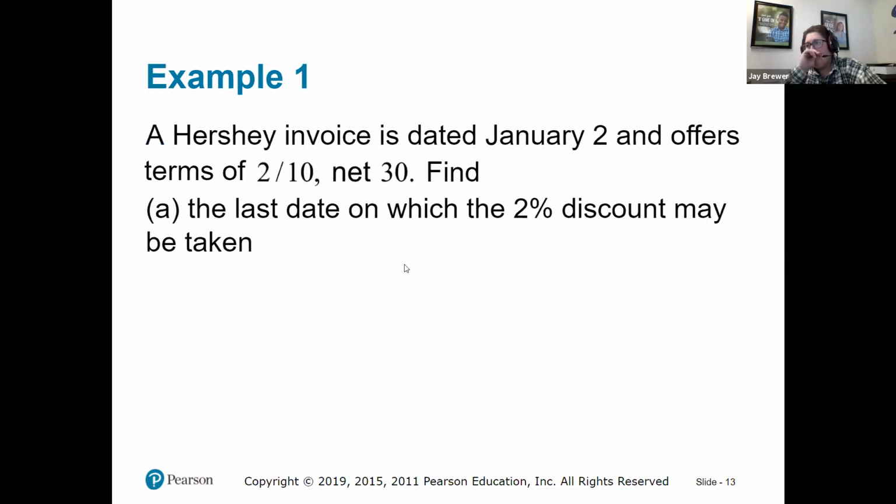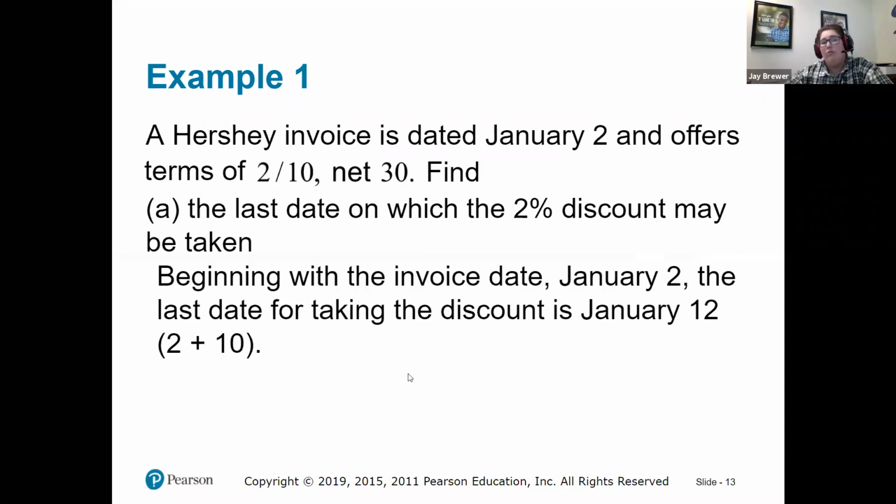All right, here's our example. A Hershey invoice is dated January 2nd and offers terms 2/10 net 30. Find the last date on which the 2% discount may be taken. So, I mean, that to me would be the 12th, but maybe I'm wrong there. Oh, hey, cool. Nice. Beginning the invoice date January 2nd, the last date for taking the discount is January 12th, 2 plus 10. Find the net payment date.